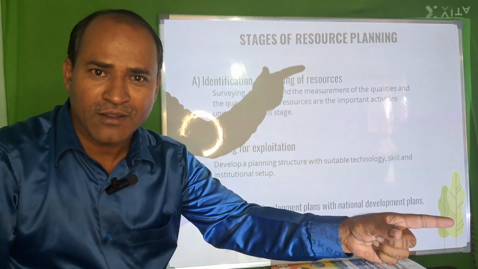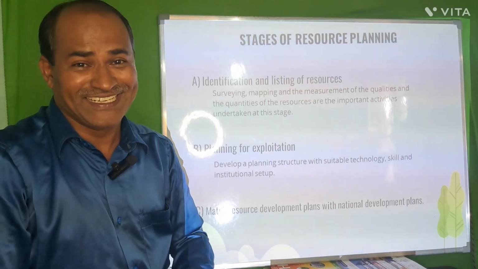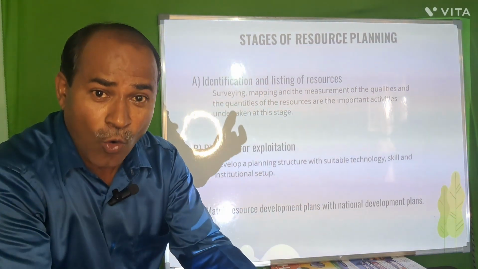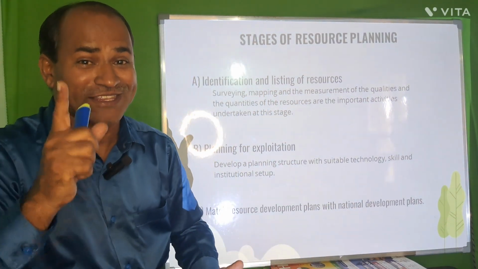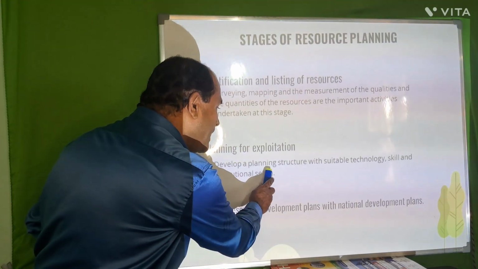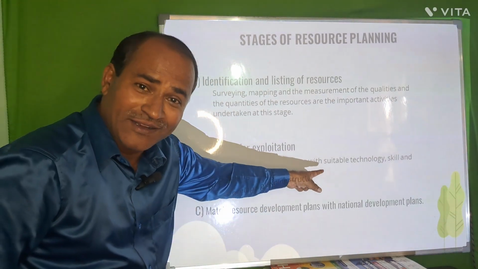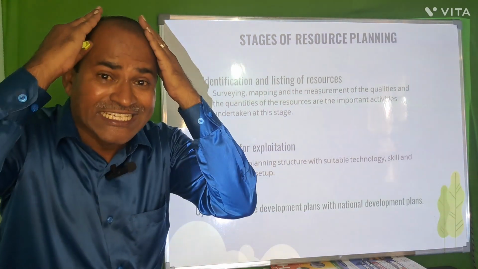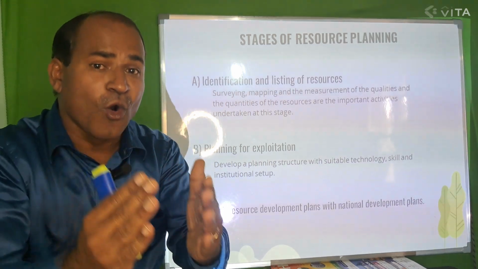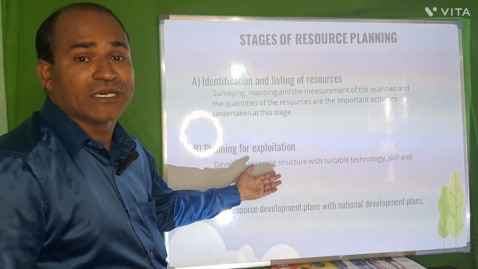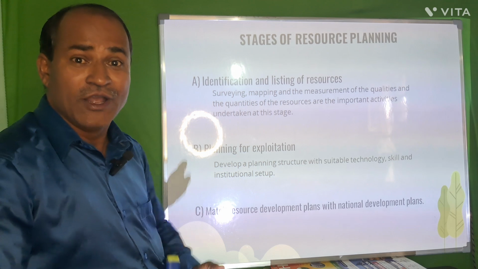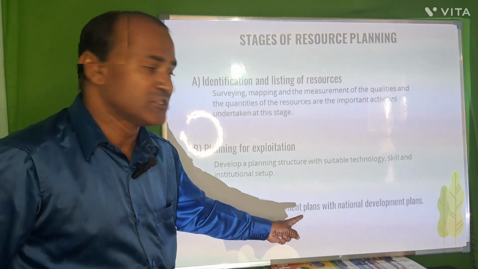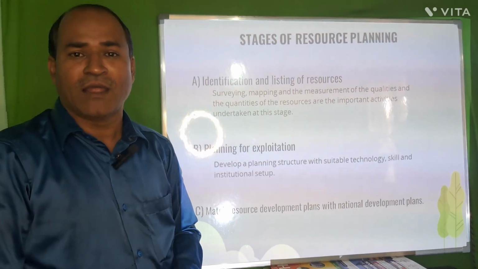You know where resources are actually available. Then how are you going to utilize them? That is exploitation of the resources, bringing them out. Then how you are going to utilize the resources with exploitation: develop a planning structure with suitable technology, skill and institutional setup. We have the agenda, the plan, for the extraction and exploitation of the resources. Then step number 3 is to match the resource development plans with the national development plan.